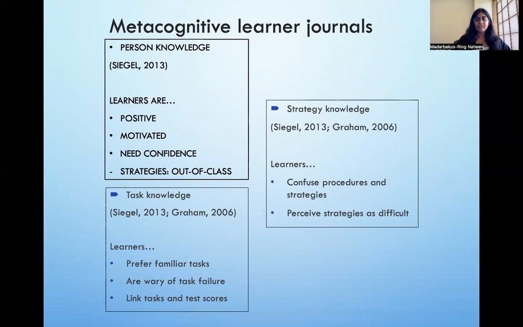Lastly, in strategy knowledge, Seagal and Graham also looked into how their learners felt about their strategies. And learners tended to confuse procedures and strategies, so they didn't know what was an instruction or what was a strategy that would help them to overcome their listening difficulties. And overall, they perceived strategies as difficult. So this wasn't seen as something that could help them in their listening. It was seen as something maybe that was a scary word.